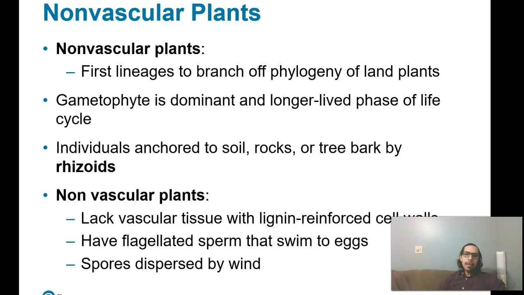Non-vascular plants, just like the name implies, lack the vascular tissue that's reinforced with lignin in the cell walls. Okay. And they have flagellated sperm that allow the sperm to reach the eggs. That's one of the reasons why they require moist or wet environments. And in these, the spores are dispersed by the wind.